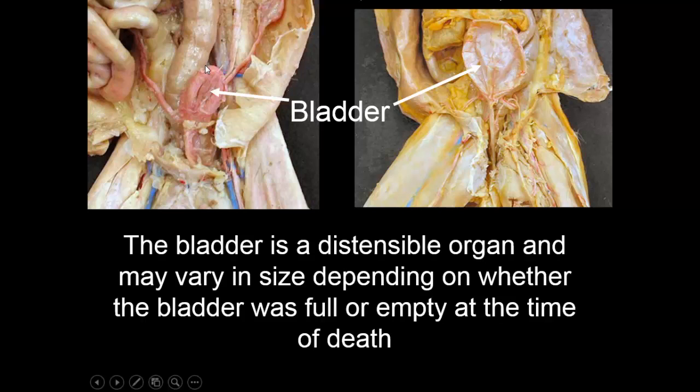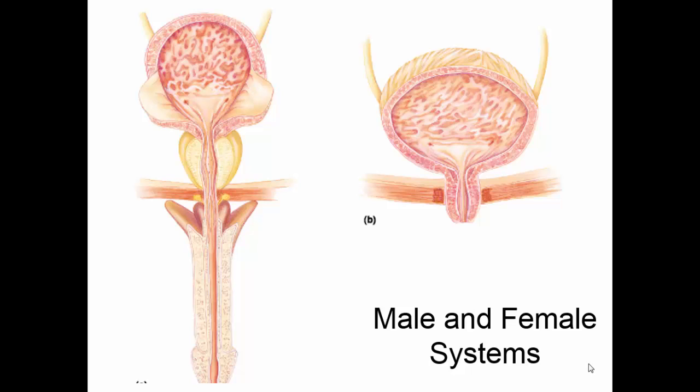The bladder can be different sizes. It's a muscular organ, and if the cat died with an empty bladder, it'll be a fairly small organ. If the cat died with a fairly full bladder, it will be distended. So the bladder may be different sizes depending upon whether the bladder was full or empty at the time of death.